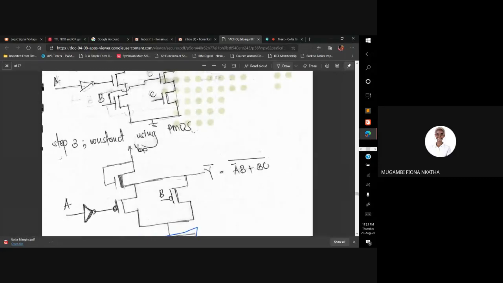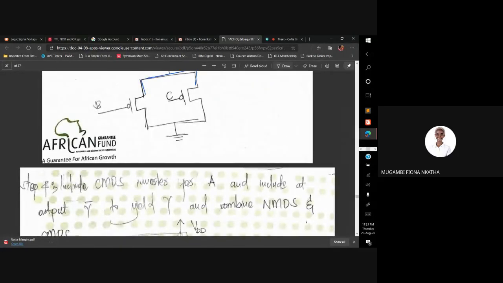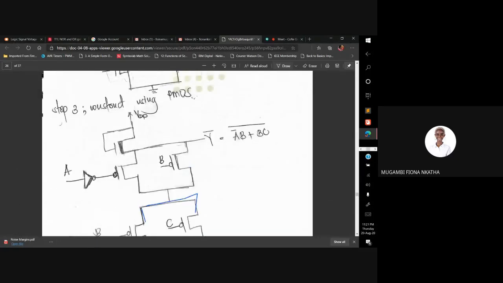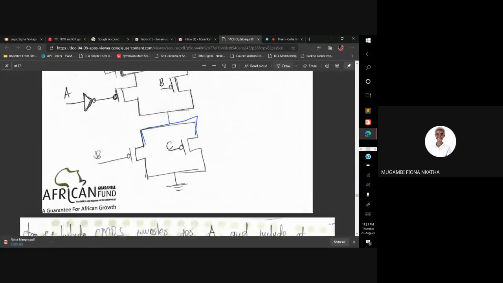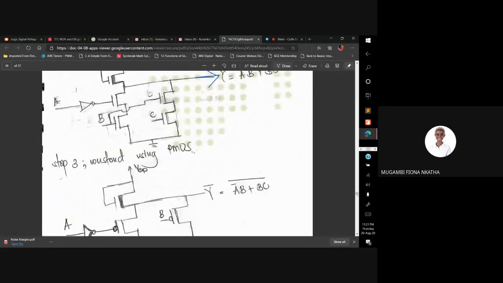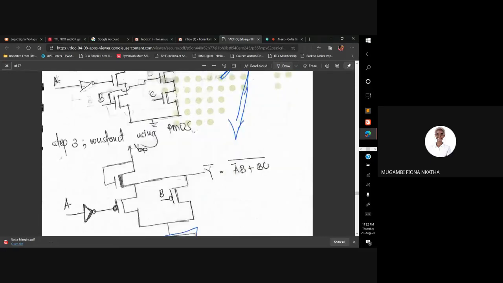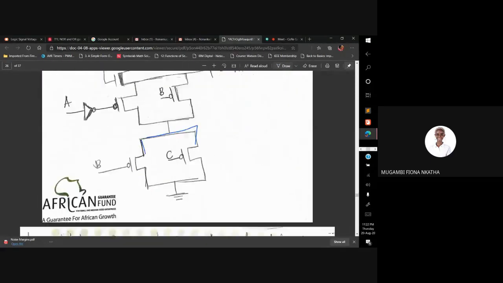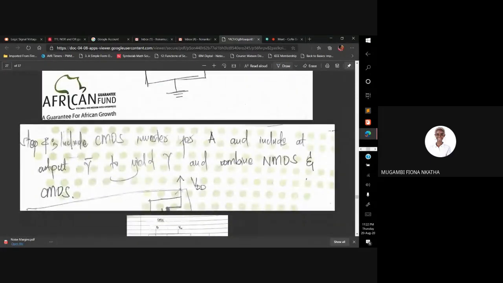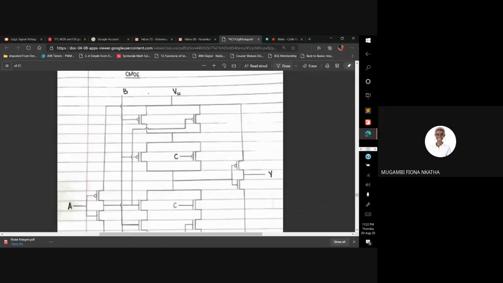So we know NMOS is always down. It's the one which is always down. So step 3 now: include the CMOS inverter for A. And once you include the CMOS inverter for A and include output Y, remember you see here our output is Y bar, same as here down. You'll see our output is Y bar. So the final thing now becomes this.